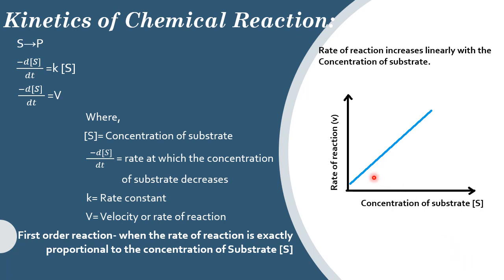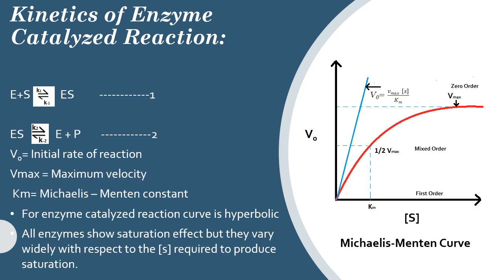Now here, in this chemical reaction, where a single substrate is converted into product, as the substrate concentration increases, the initial rate of reaction, which is also termed V0, is exactly proportional to the concentration of the single substrate. Hence, we get a linear correlation between V0 and substrate concentration. This is known as a first order kinetic reaction. So let us see the kinetics of an enzyme catalyzed reaction.